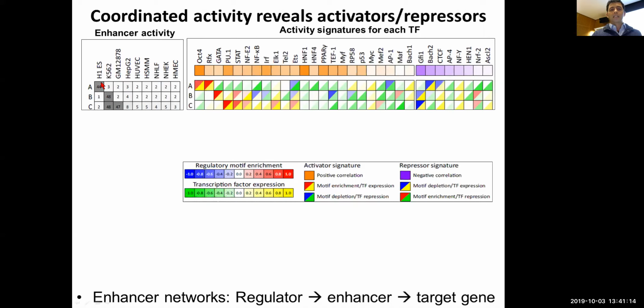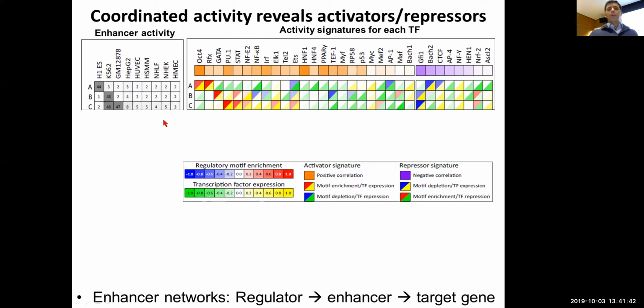I then ask, for that vector of activity, do I see an enriched or a depleted motif for the corresponding transcription factor? So if I look at the OCT4 transcription factor, I can ask, is the motif of that factor enriched in this set A? Who's with me on the upper left triangle here? If it's enriched, I paint it red, and if it's depleted, I paint it blue.